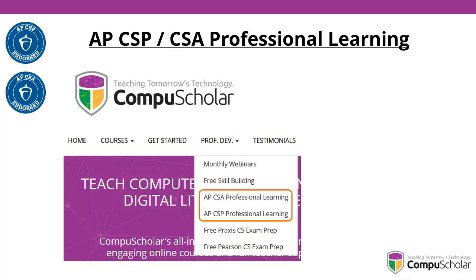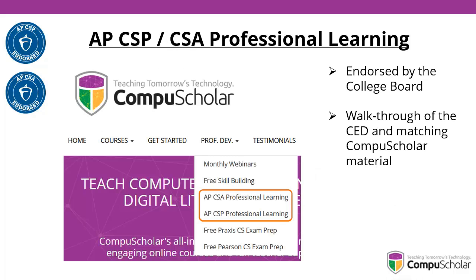The last thing that we want to point out is that CompuScholar does have some additional professional learning for AP-CSP and AP-CSA teachers. Our professional learning is endorsed by the College Board, so they've reviewed the material and have approved it for your use. As part of this professional learning, you'll get a full walkthrough of the course and exam description, as well as all the skills and requirements that students will need to pass the AP exam. And we'll show you how that matches into the CompuScholar material that you've selected. This professional learning does also have a walkthrough of the course audit process, similar to what we've just demonstrated.